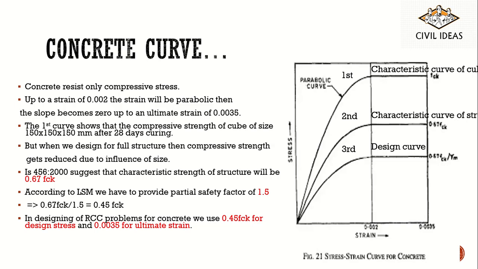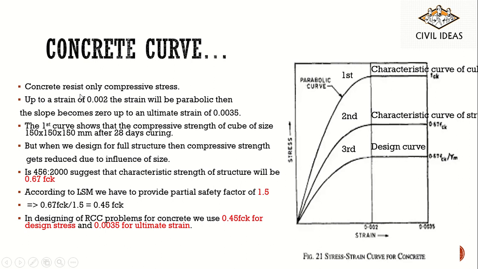What is the concrete curve? As you can see in this curve, there are three types of curve. The first one is the characteristic curve of a cube of 150 mm by 150 mm by 150 mm. The second curve is the characteristic curve of the structure. And the third one is the design curve.